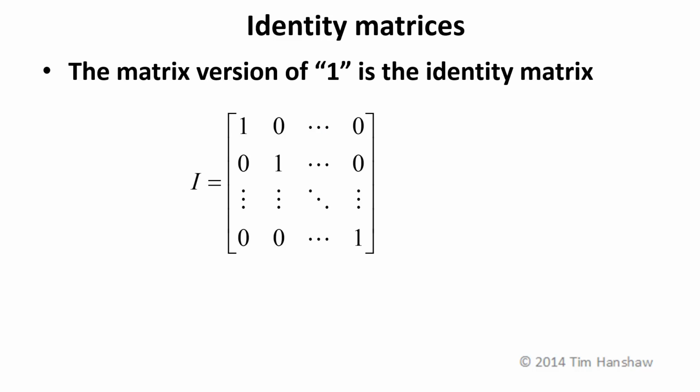So in order to divide by scalars, we had to have the idea of a 1. So something times its inverse was 1. The matrix version of 1 is the identity matrix. The identity matrix has 1s on the main diagonal and 0s off the main diagonal.